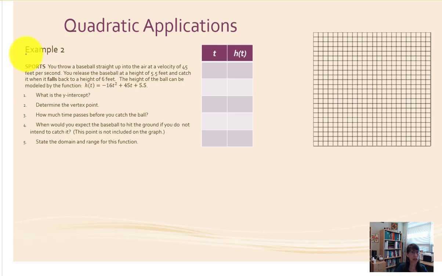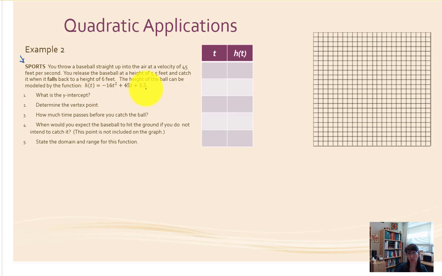Our second application for quadratics involves a sport example. You throw a baseball straight up in the air at a velocity of 45 feet per second. You release the baseball at a height of 5.5 feet and catch it when it falls back to the height of 6 feet. The height of the ball can be modeled by this function. H of t equals negative 16t squared plus 45t plus 5.5.